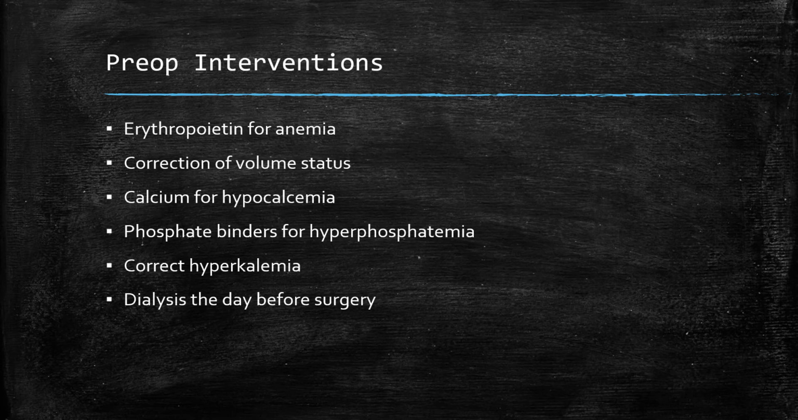There are a number of interventions that we can take to improve our renal patients' perioperative results. Their anemia will usually respond to erythropoietin. Volume status needs to be vigorously corrected, and this will be done either with increased dosages of diuretics or increased frequency and aggressiveness of dialysis. Most renal patients are hypocalcemic, and so they'll require calcium supplementation. Renal patients are also usually hyperphosphatemic, and this is managed with phosphate binders.